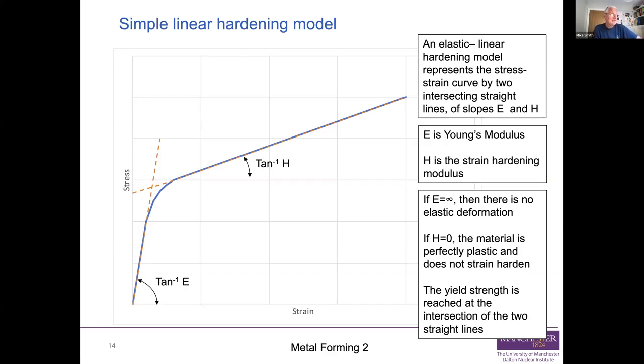And two simple versions of this. If you say E equals infinity, you're assuming there's no elastic deformation. So you'll basically go straight up the y-axis until it yields. If you assume H equals zero, you're saying you don't have a work hardening material. Plastic deformation takes place at constant stress, which is sometimes a reasonable working assumption. The yield strength, of course, is at the intersection of those two straight lines. Right, that's the simple linear hardening model.